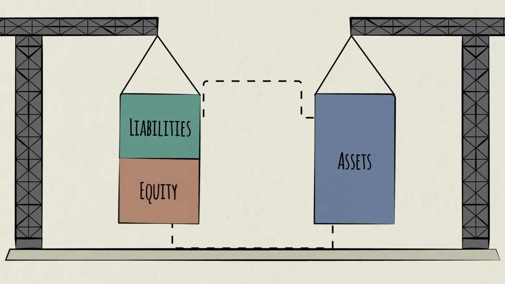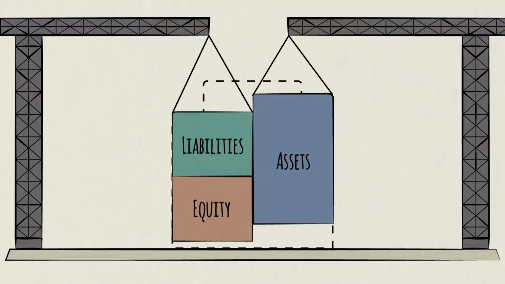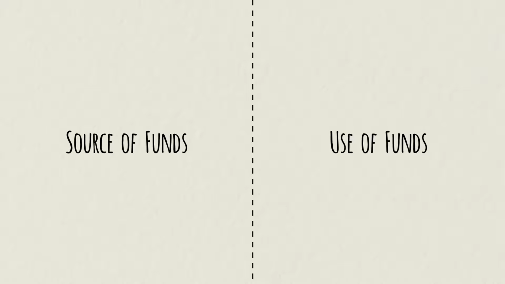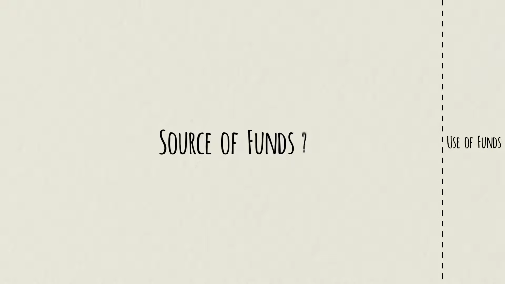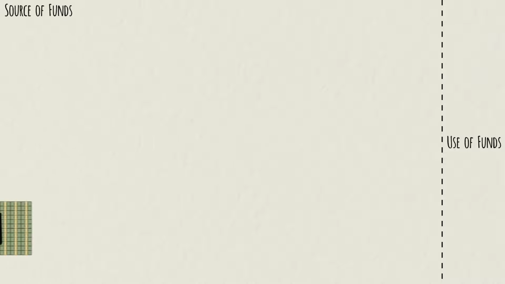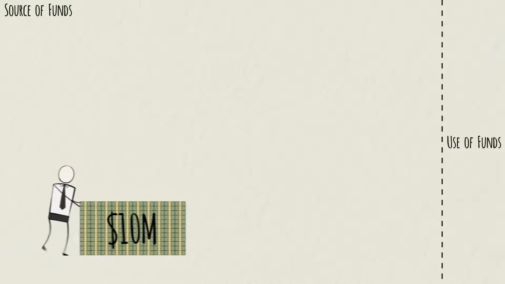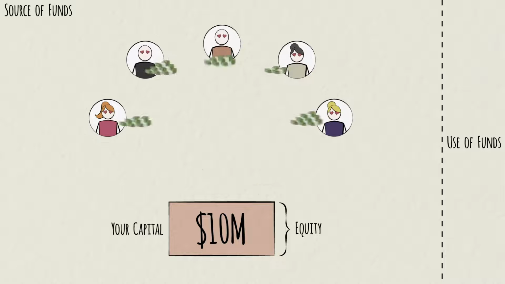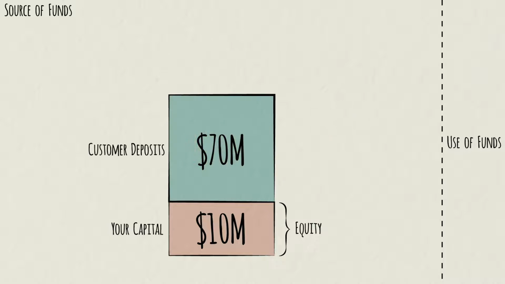To demonstrate how it's constructed, let's do a small exercise and create your own bank. You will have to decide on two things. First, how will you source your funds? Let's say you have $10 million of your own capital. This is your equity. Your customers love your bank and deposit $70 million into their bank accounts.